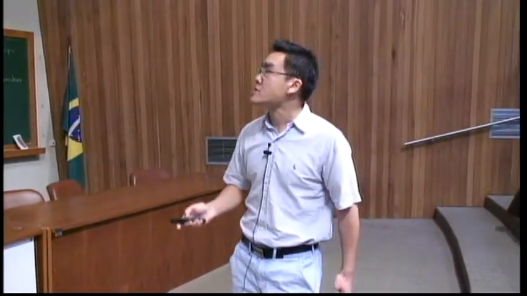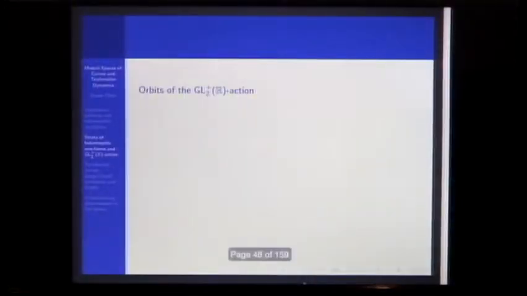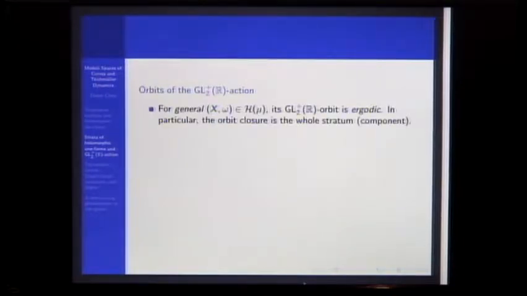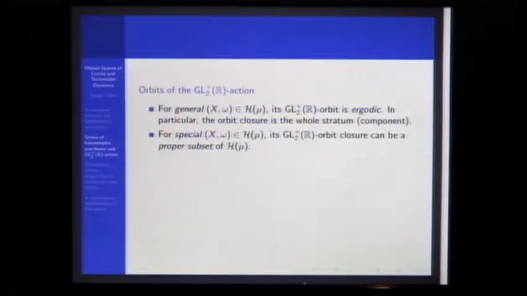So one central question in this field is to study the orbits of this Teichmüller dynamics. In general, if you give me a general point in the strata, usually the orbit is ergodic, goes around the strata, and you take the closure, you get the whole strata. However, if you give me a special one form, sometimes its GL2 orbit closure might give you a proper subset. It's not the whole strata, so it cannot be ergodic in this case. So clarifying these orbit closures is a central question in the study of Teichmüller dynamics.